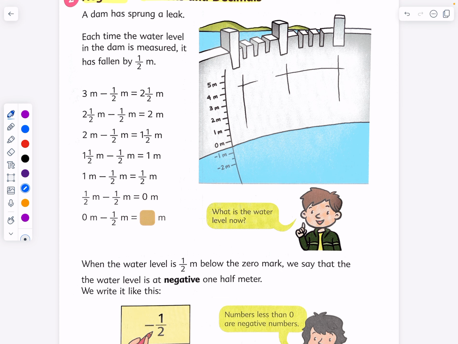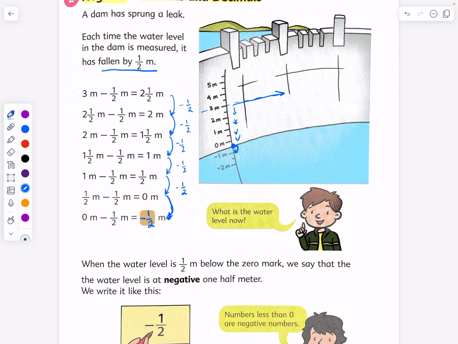A dam has sprung a leak. Each time the water level in the dam is measured, it has fallen by half a meter. Originally, the water level was at 3 meters. 3 meters minus a half came down to 2.5, minus another half came down to 2 meters. And following the same pattern, half a meter more, fallen, fallen, and these same increments, and finally going down into negative half a meter.